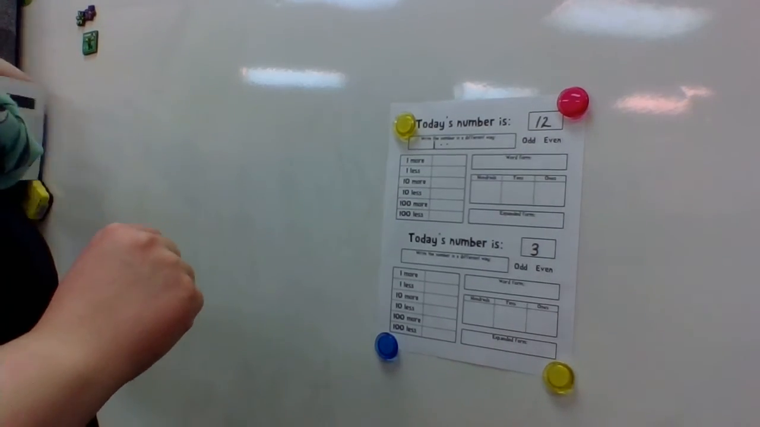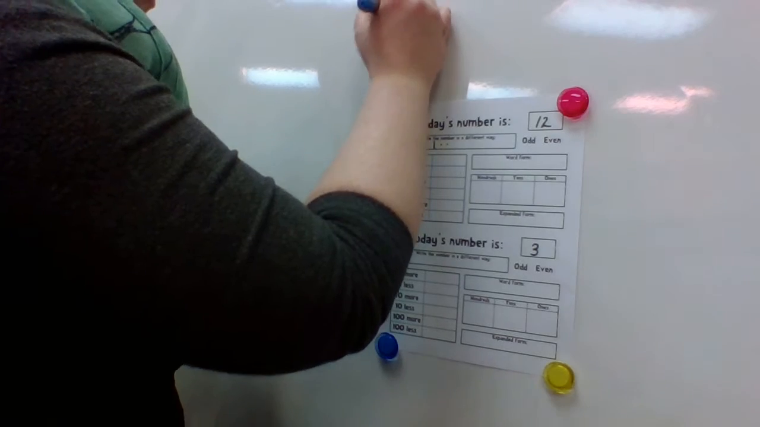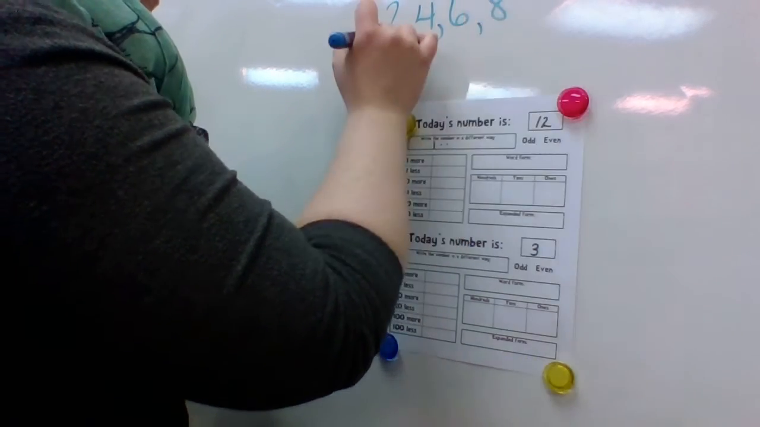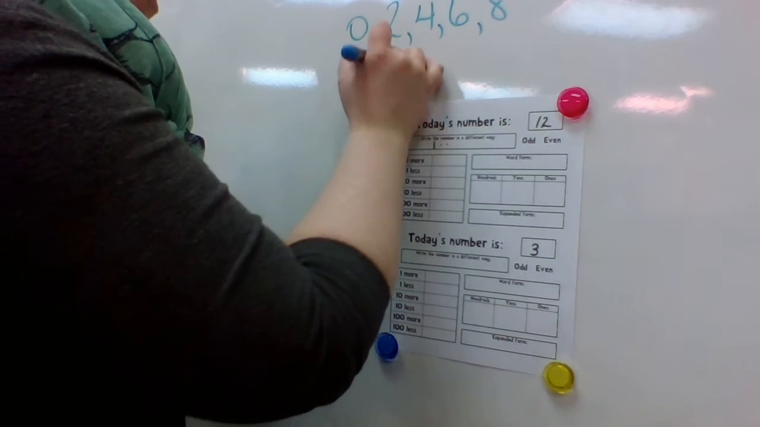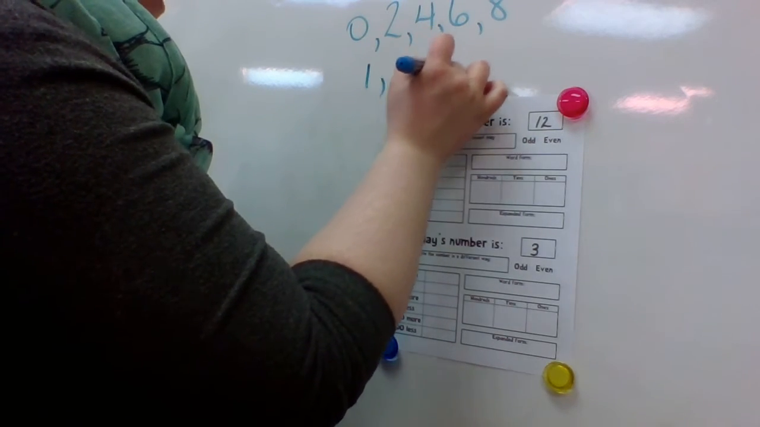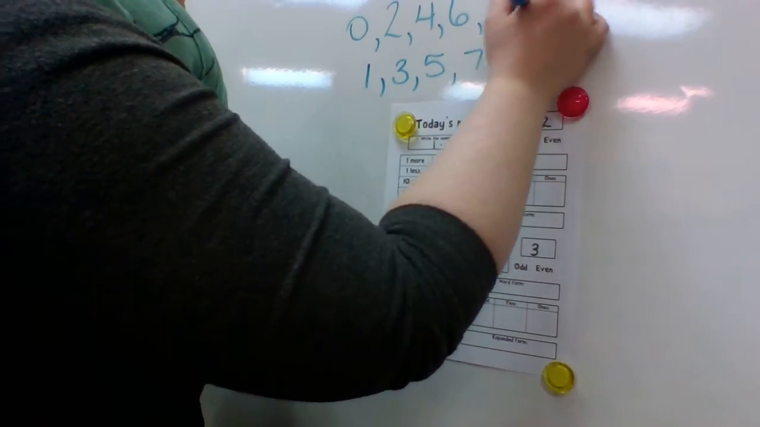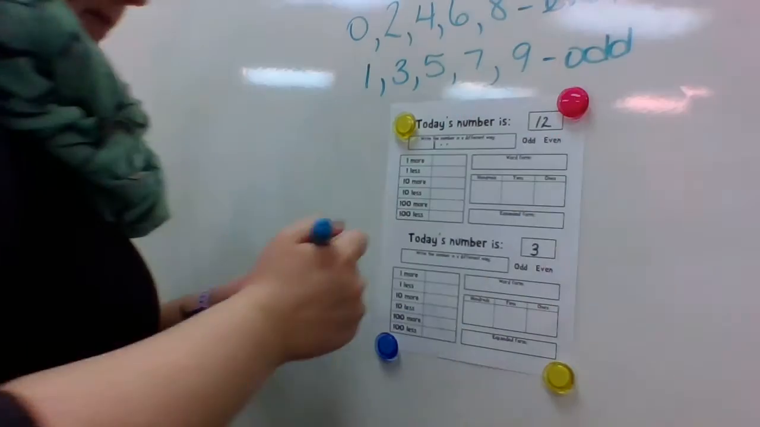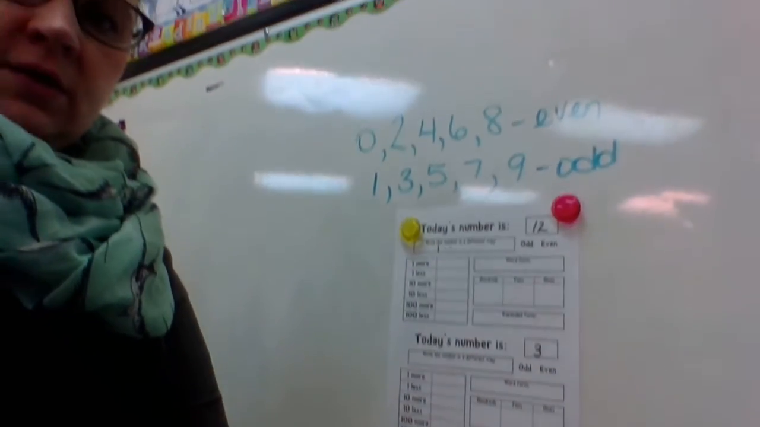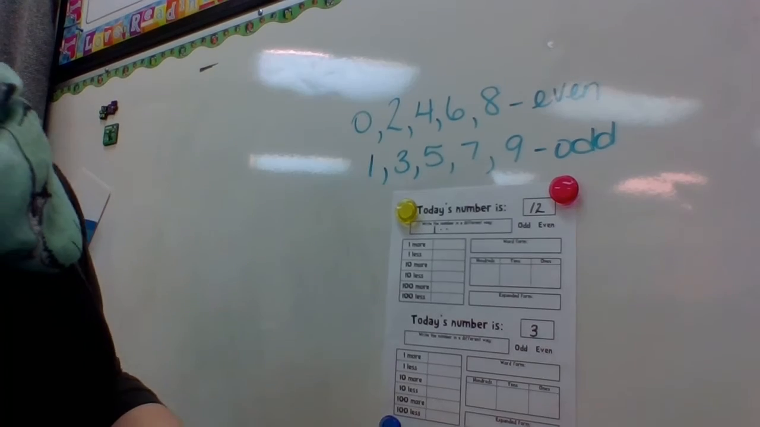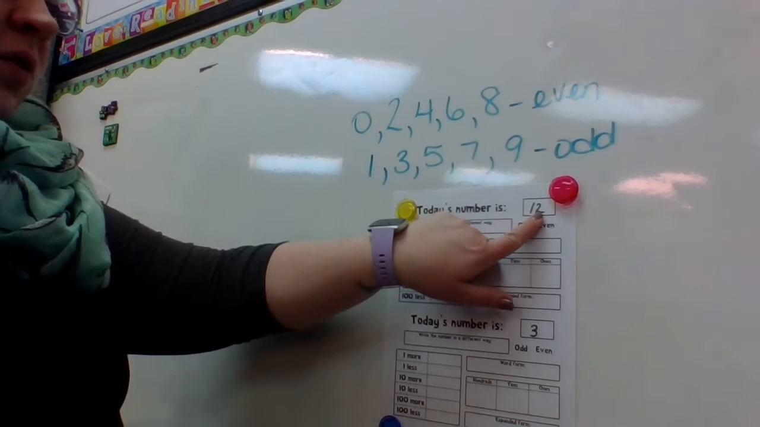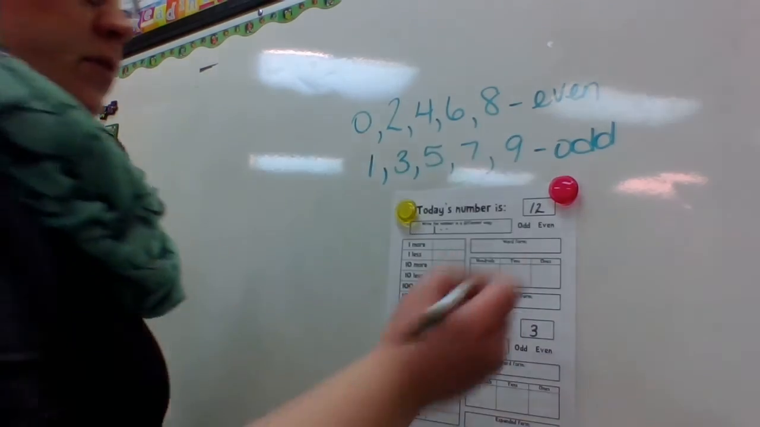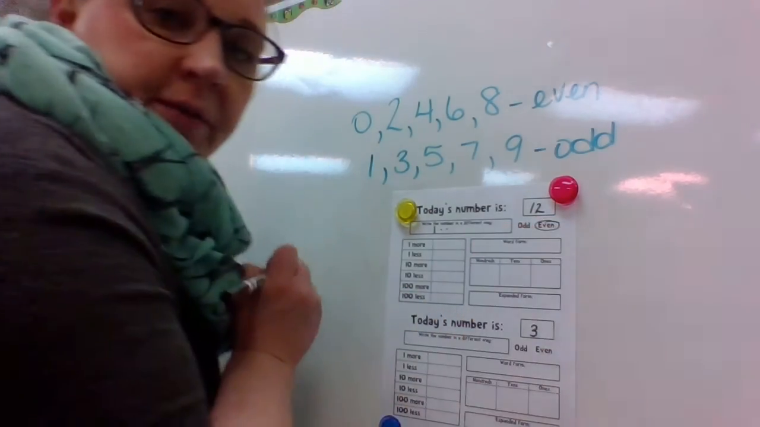So, let me do this again. Even numbers 2, 4, 6, 8, 0, and odd numbers 1, 3, 5, 7, 9. Even numbers, odd numbers, right? Tilt that up there a bit. So if I'm looking at this, always look at the ones place value. Well, it's a 2. Well, 2 is an even number, so I'm going to circle even. All right?